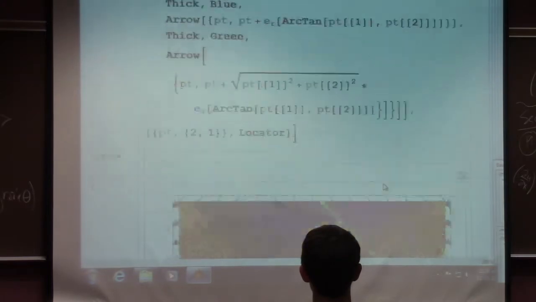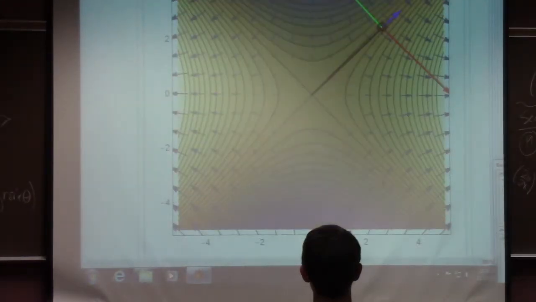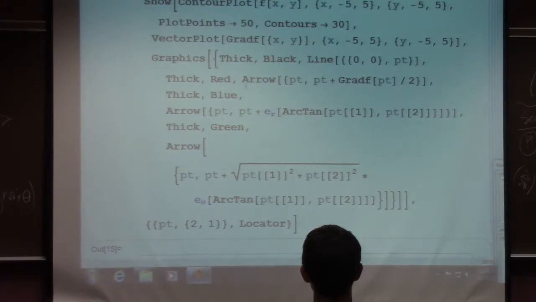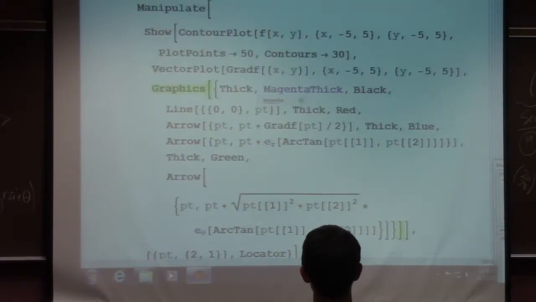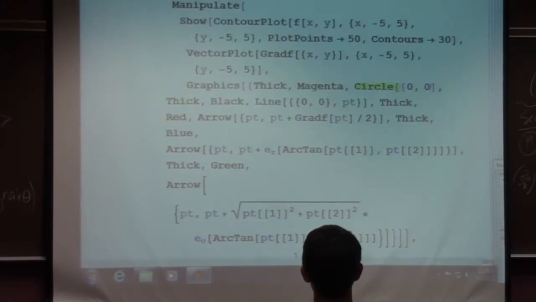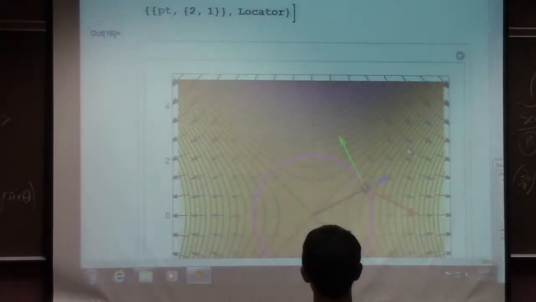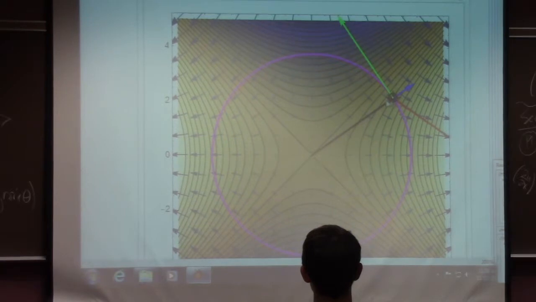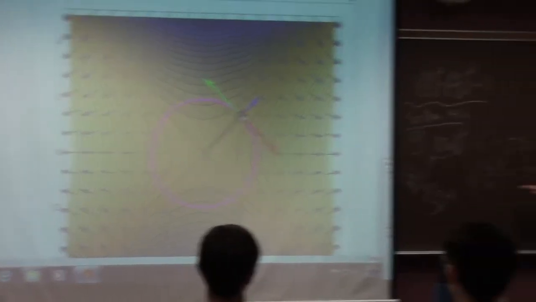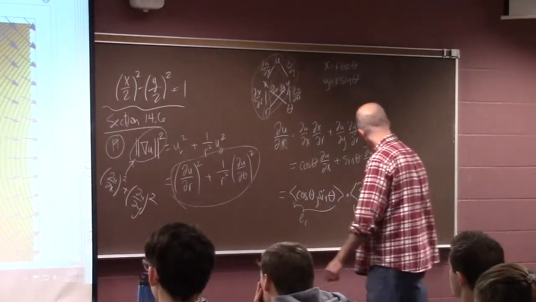Let me add one more thing to this picture. Let's add a circle of radius r going through the origin. Let's see. Pick maybe magenta circle. Centered at the origin with a radius of r. Go. All right, now we got to come back to number 19. Talk about deriving this, and then we'll talk about the geometric meaning of all this.